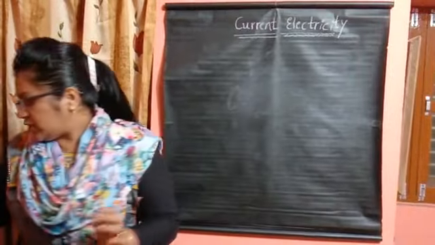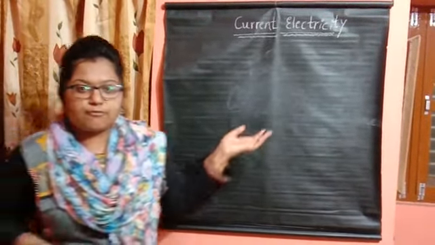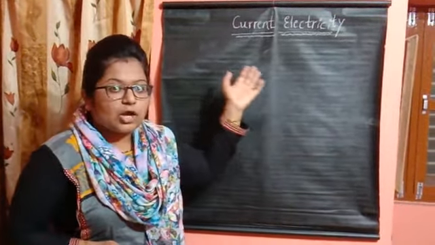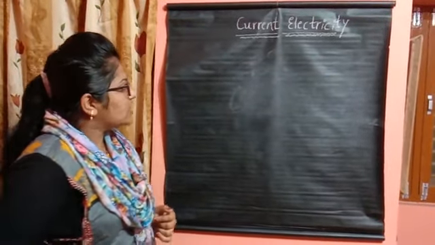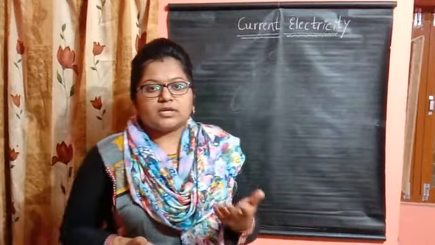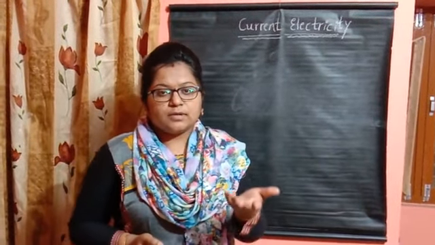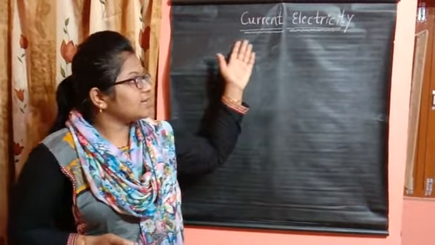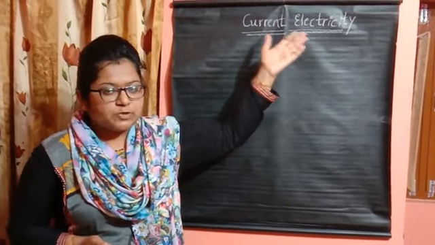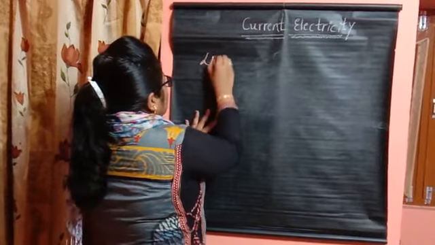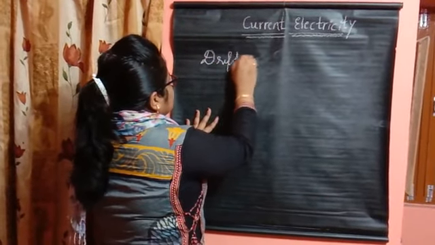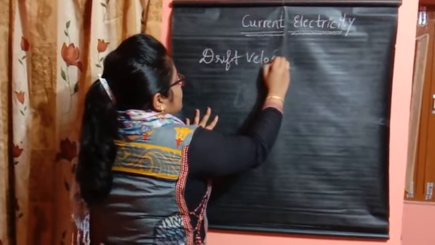And I told you, in a conductor only the current can flow, because the conductor will allow the current to pass through it. After this, what have we studied? We have studied some important properties which this current electricity possesses. Only one thing we have studied there, that was drift velocity. In the last class, what did we study?